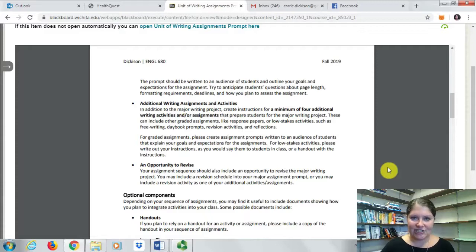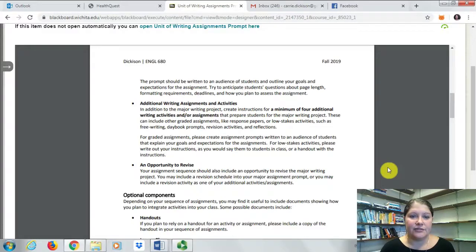Okay, and then in addition to the list of readings and the prompt for a major writing project, you should also have additional writing assignments and activities. So I want a minimum of 4 additional writing activities or assignments that prepare students for the major writing project. Or these could also be things that come after the major writing project and encourage them to reflect on it. That would also be acceptable.